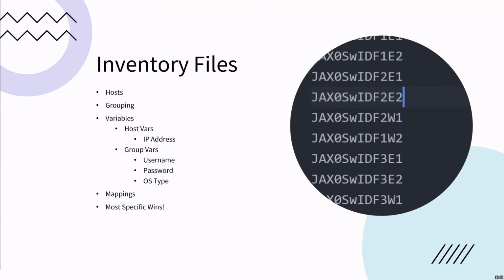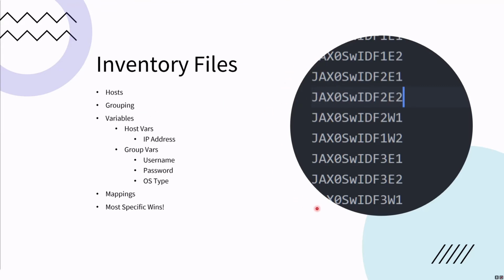Inventory files. So what is an inventory file? Inventory files are files that we use to manage all of our end devices, and here I have a couple of examples on the board. These are host names of IDF switches located in Jacksonville. You're going to have host variables for each device in there, because certain things such as the IP address is not going to be the same across each of your devices.